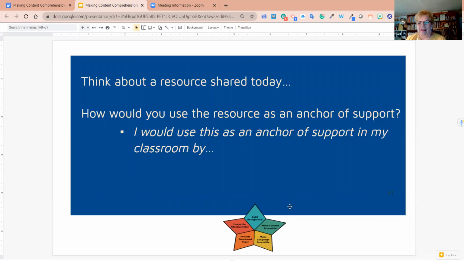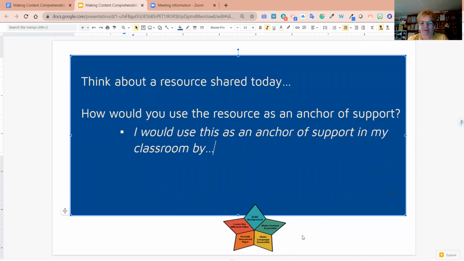So I shared lots of stuff with you. So can you think of one of the resources that you could use as an anchor support? And I've given you a sentence stem. I would use this as an anchor support in my classroom by. So can you think of one thing that I shared with you that you might be able to use?